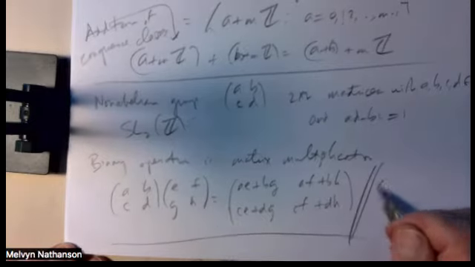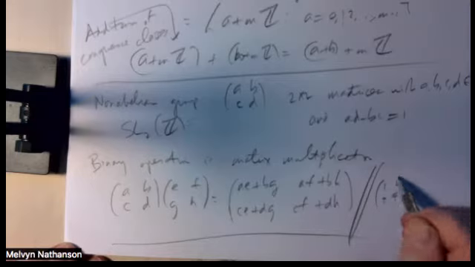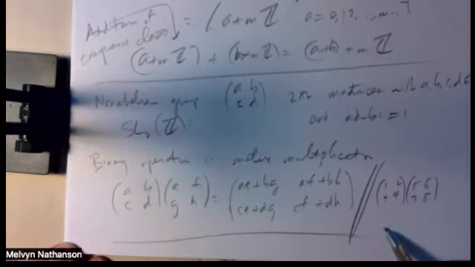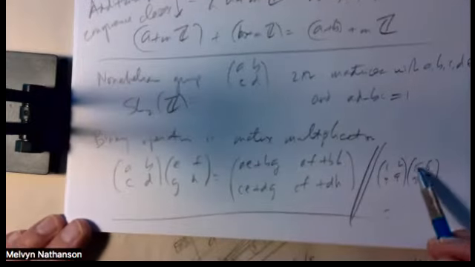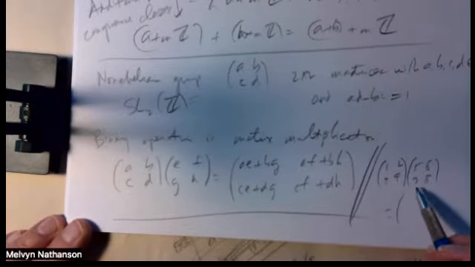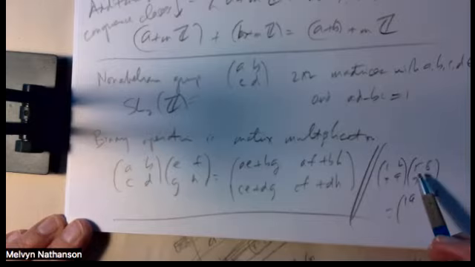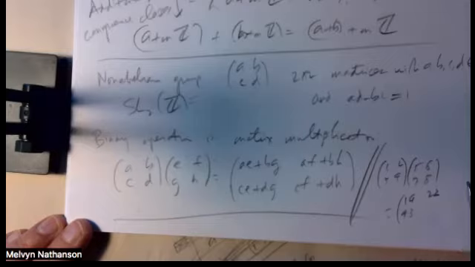So for example, if I took 1, 2, 3, 4 times 5, 6, 7, 8, I would get what? Well, 5 plus 14, 19. 6 plus 16 is 22. 15 plus 28 is 43. 18 plus 32 is 50.